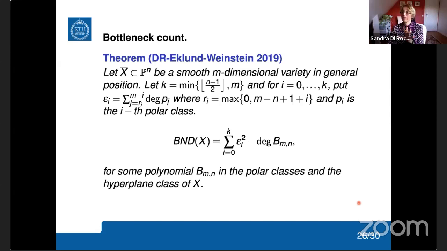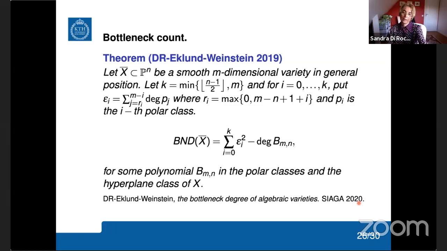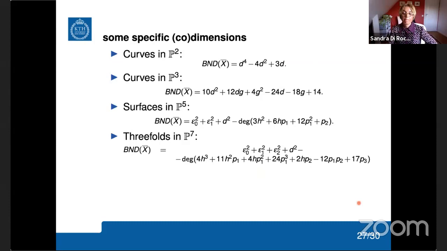I will not define polar classes for you. Let me just give you an example. This is a theorem that you can find in this paper. This formula can appear much less frightening if you have small codimension and better understood varieties. For example, if you have a curve in P2, the bottleneck degree is given simply by the degree. It's a polynomial in the degree. If you have a curve in P3, you need the genus and the degree, and so forth.